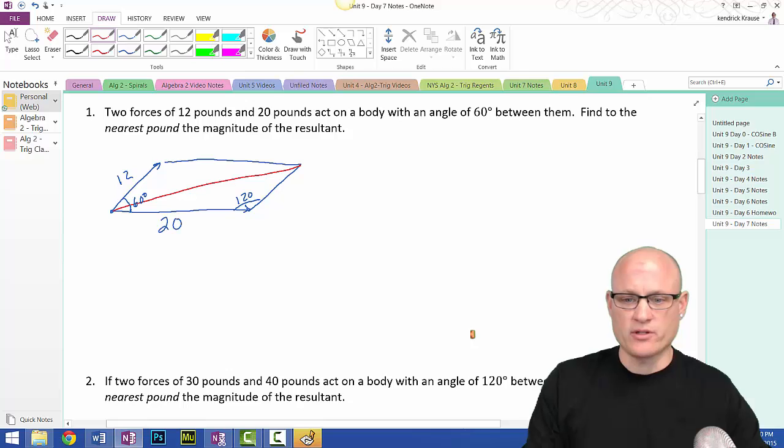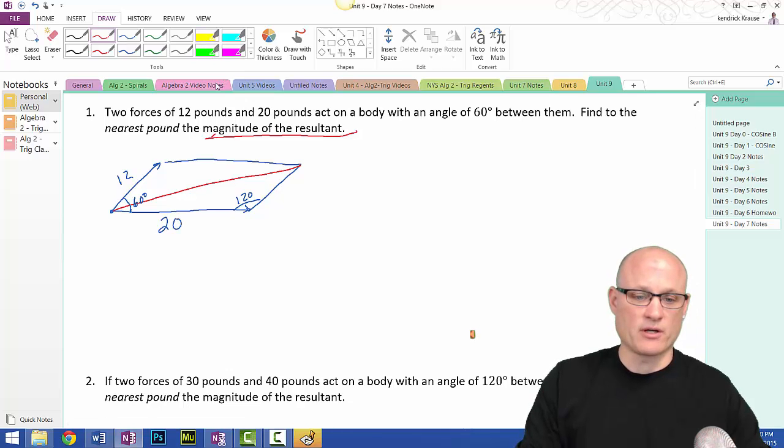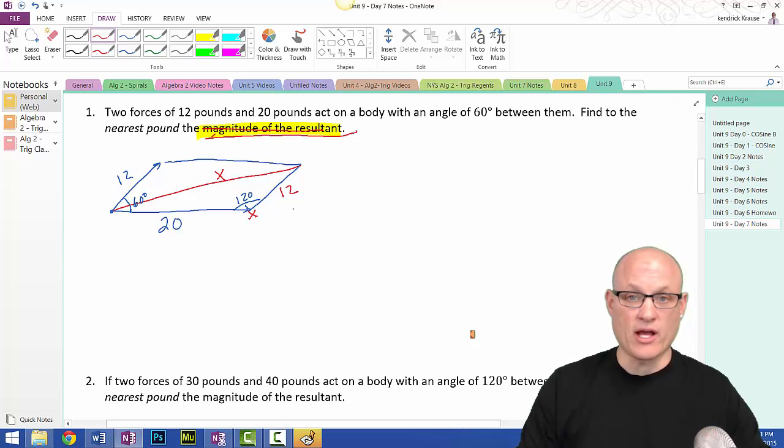And the question says, find, to the nearest pound, the magnitude of the resultant. So that's what we're going to find, the magnitude of the resultant. I've got this as 12, so I know that this is 12. I'm looking for this. I'll call it X, and the angle across from it, I'll just call X.